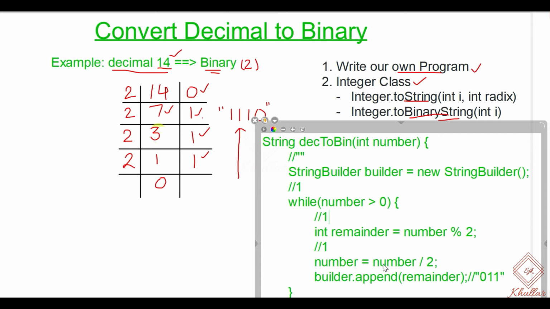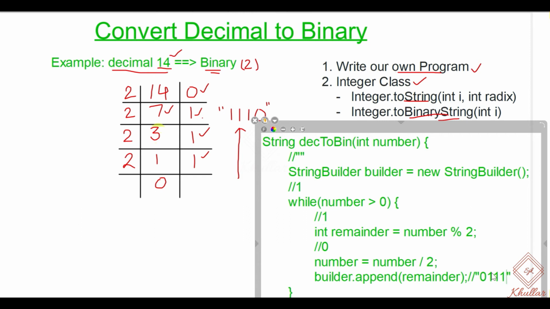Now we come to the next point. So 1 divided by 2, we are saying it will become 0, right? So this number is 0. But the next thing we are doing is appending the remainder. Now the remainder is again 1.